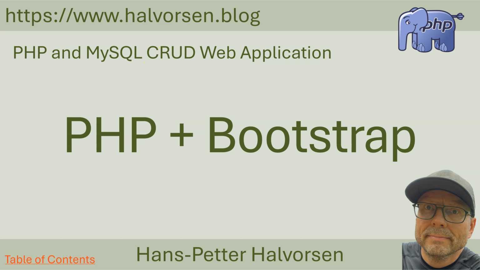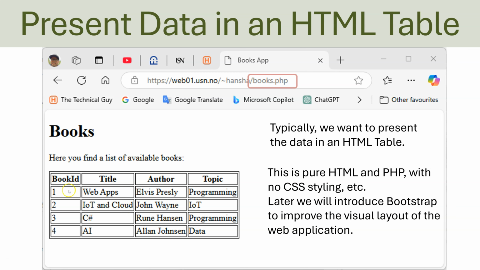So we have created the following books.php file that is able to retrieve data and present the data from the database in an HTML table like this, where you have the book ID, title, author and topic, and the contents of the data that are retrieved from the database. Here we have just used a basic HTML template, so it's a bit boring layout. So the next step now is to upgrade the layout by using something called Bootstrap.